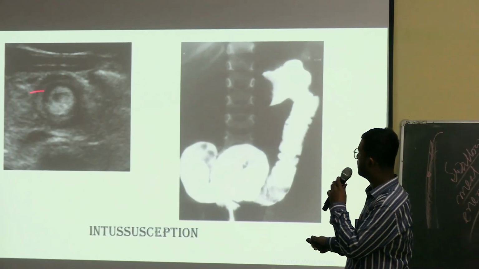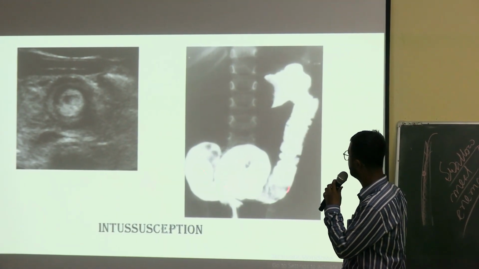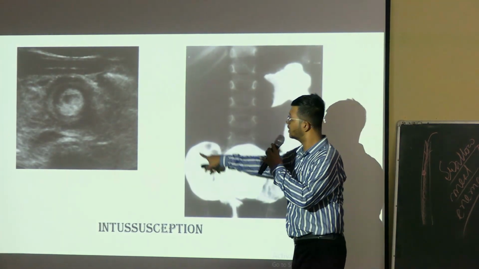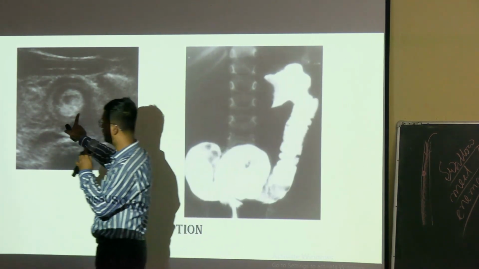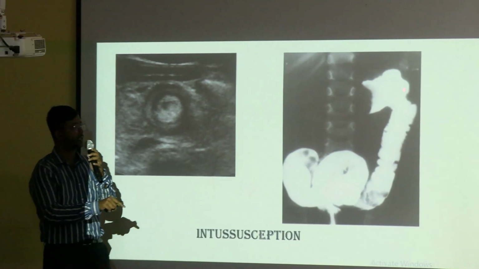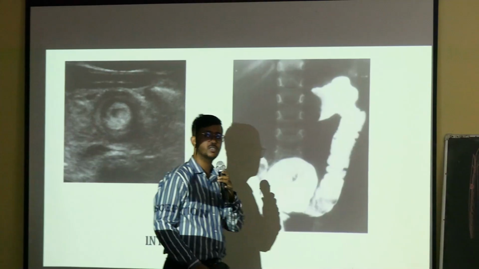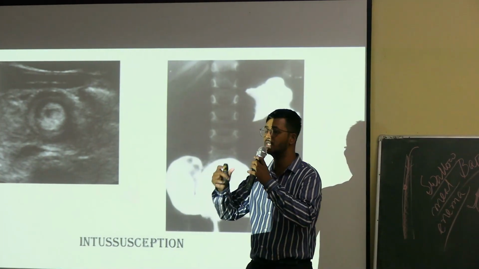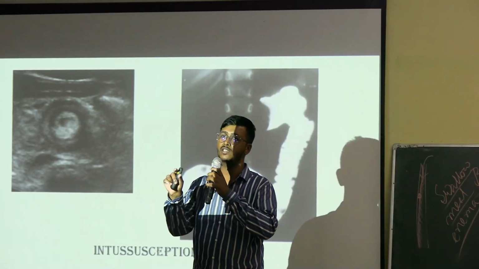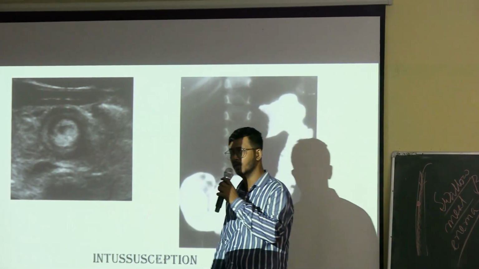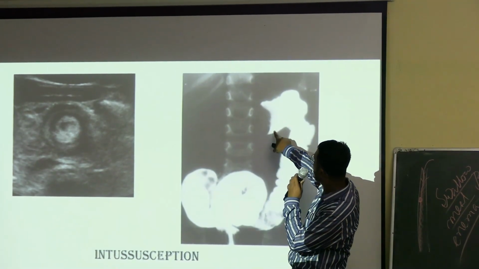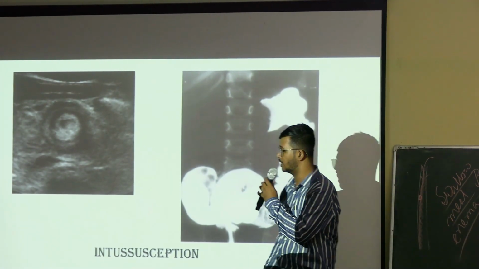Now this is a sonography picture and a barium picture of intussusception. Basically this is your small intestine, and this is also small intestine taken in sonography. Here you can see a claw-shaped intestine. It appears in intussusception, because intussusception is a condition where one bowel goes inside another bowel. Bowel means the intestine. So here one part of the intestine goes inside another part of the intestine. That is your intussusception.